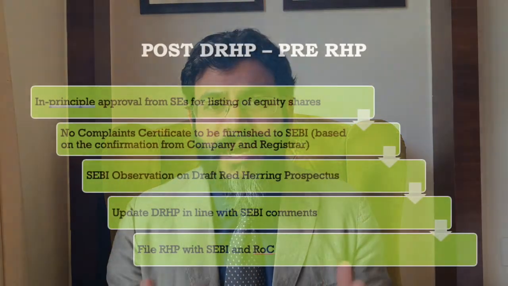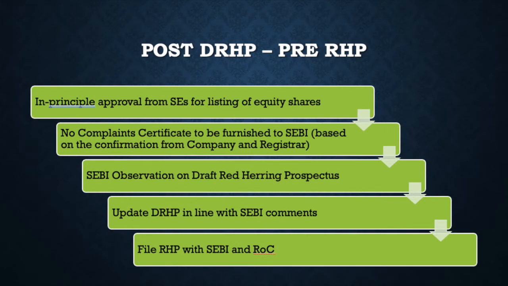Now, soon after you file the DRHP, you will receive an in-principle approval from the stock exchanges where you've applied for listing. A little while after that, the merchant bankers must share a certificate stating that they have received no complaints about the DRHP, and they must furnish this certificate to SEBI. SEBI will take about a month and a half, depending upon the size of the DRHP, to come back to the company and the merchant bankers with observations.